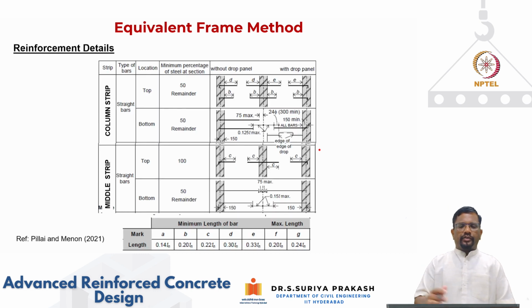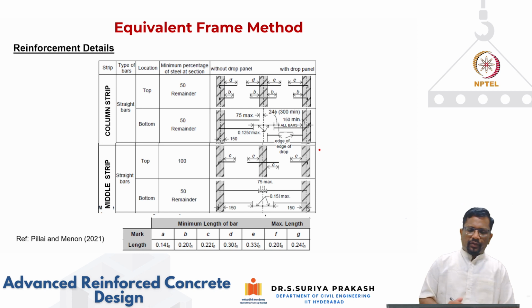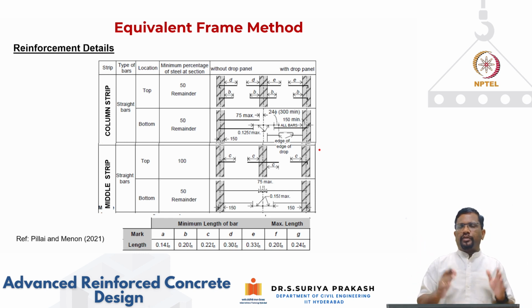Now let's see. These are some of the detailing aspects. As we have said, the intention of the equivalent frame method is to find the longitudinal distribution. Once the longitudinal distribution is found, we do the transverse distribution by apportioning the moment to the column strip and middle strip, like what we have done in the direct design method. That process is exactly the same here also in the equivalent frame method.